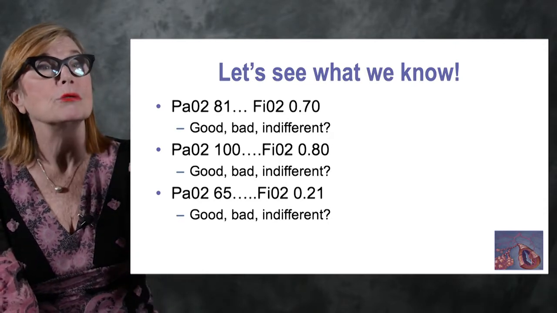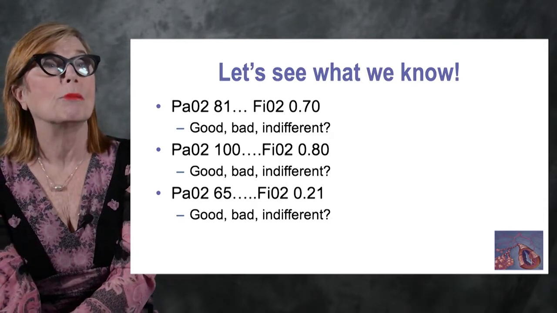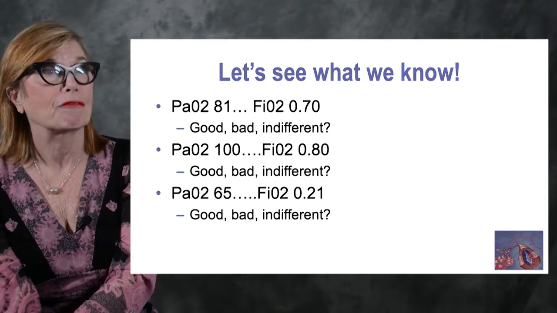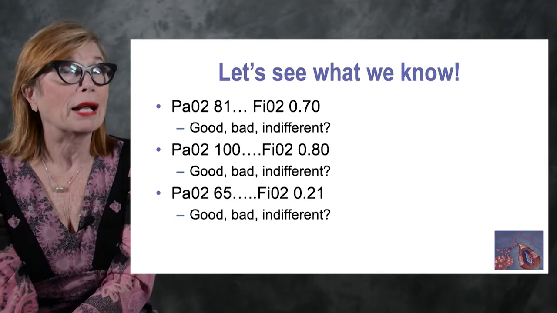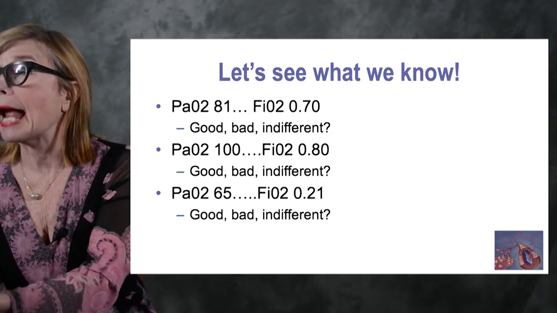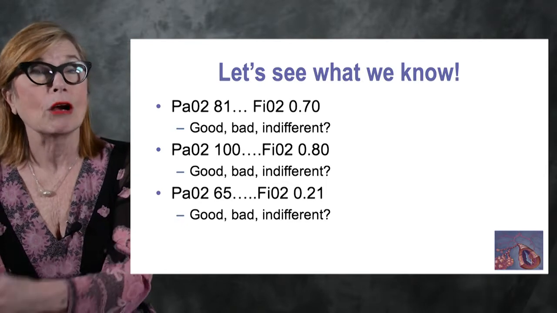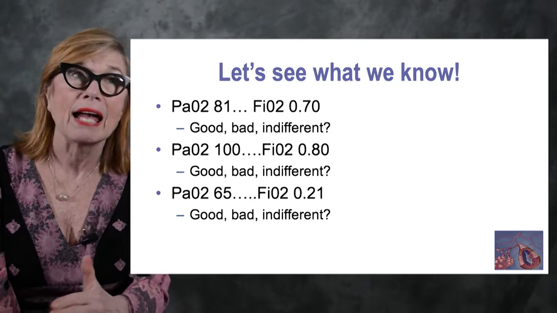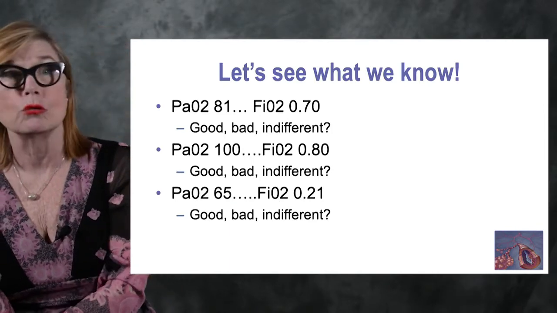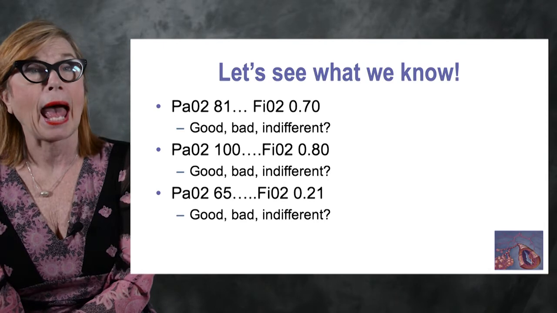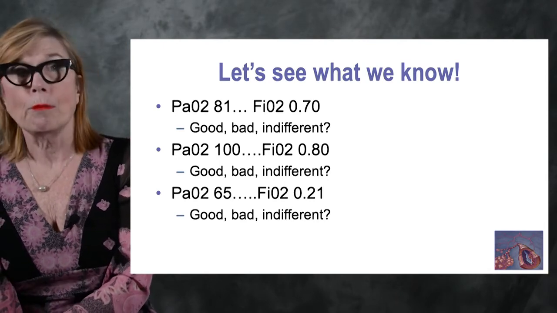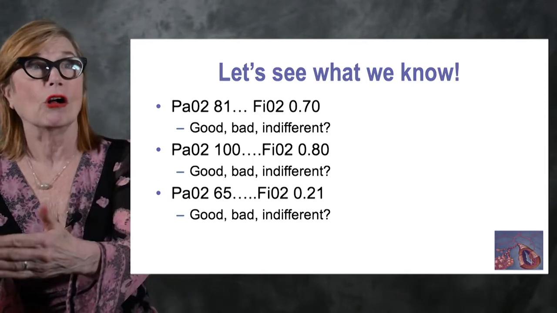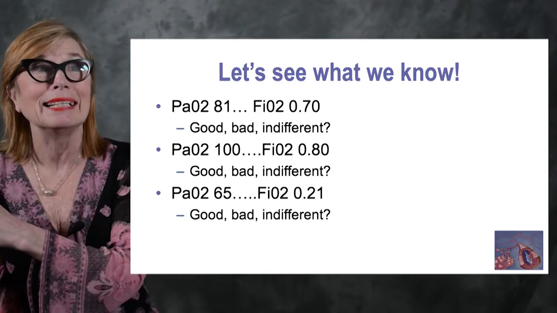If your PaO2 is 81 and your FiO2 is 0.70, what is your PF ratio? And is that good, bad, or indifferent? If your PaO2 is 100 and your FiO2 is 80%, 0.80, good, bad, or indifferent? If your PaO2 is 65 and your FiO2 is 0.21, is that good, bad, or indifferent? You've all got a phone, you've all got a calculator, so let's get that done.